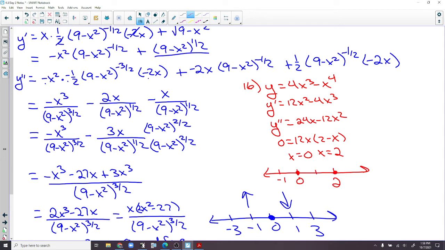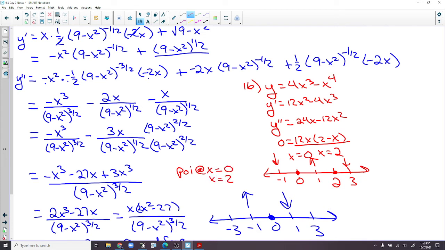Let's test -1, 1, and 3. So -1 into the second derivative: -12 times a positive looks like concave down. 1 is positive, positive, positive. 3 is positive and negative, negative. So point of inflection at x equals 0 and x equals 2.